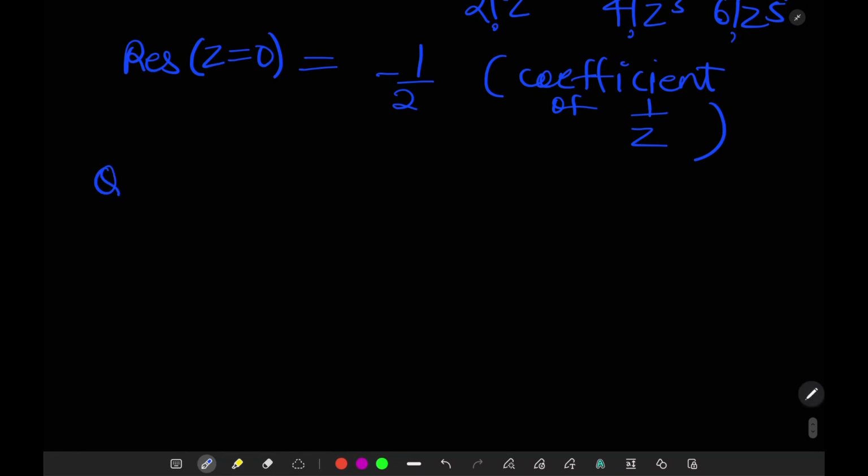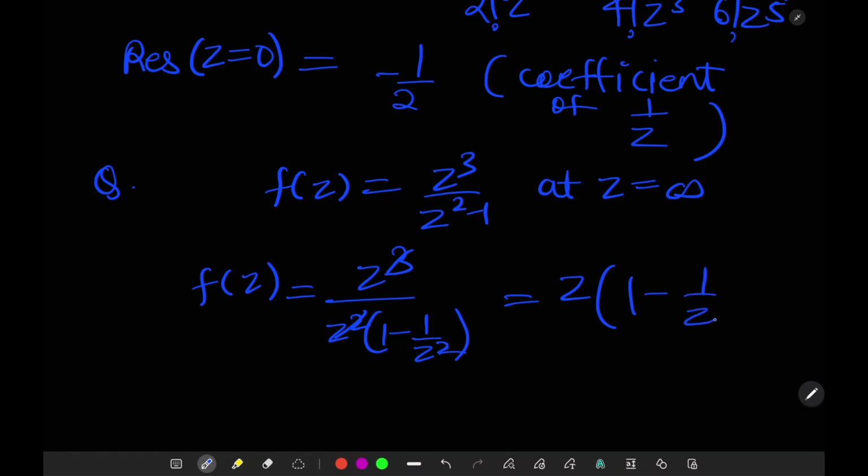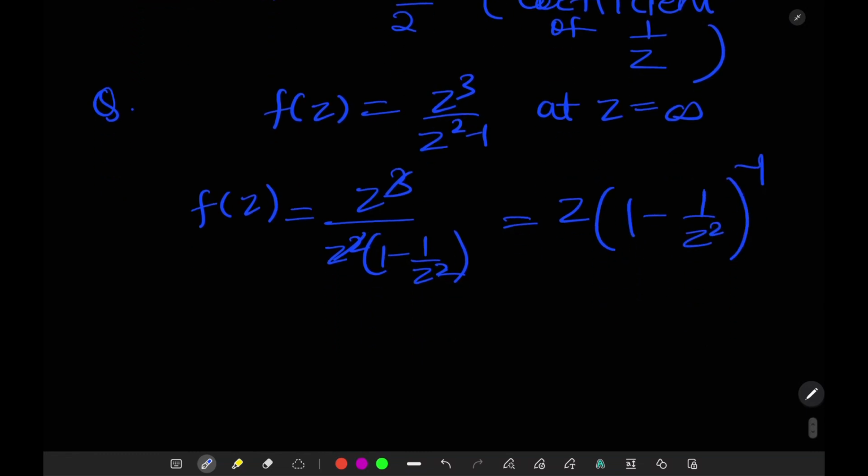Now let's do another question. f of z is equals to z cube divided by z square minus 1 at z equals to infinity. Now first of all we need to expand this term. So taking common here z square, and this will cancel out by this. So we can write it like that, 1 minus 1 by z square.